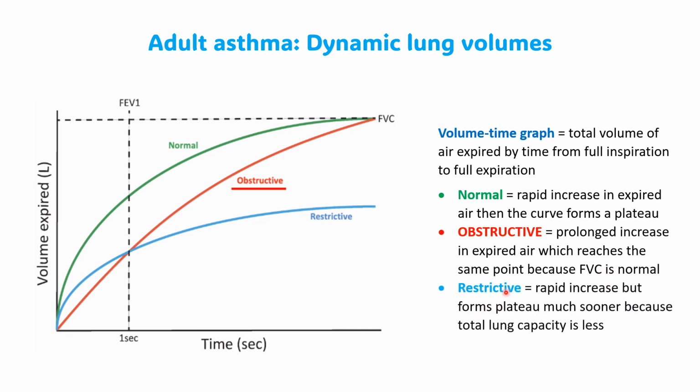When we talk about restrictive lung disease, there's a rapid increase initially, but the curve forms a plateau much sooner because the total lung capacity is less. If we think about something like idiopathic pulmonary fibrosis, because of the fibrotic tissue, the lung has less capacity for air, so there's a lower total volume. I want you to remember that term compliance, particularly in obstructive lung disease. Asthma and COPD are the main two examples I can think of. The lungs are more compliant. Okay, so let's move on.